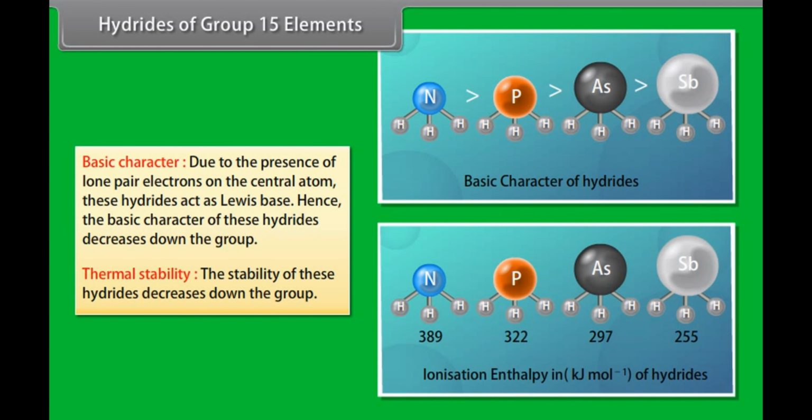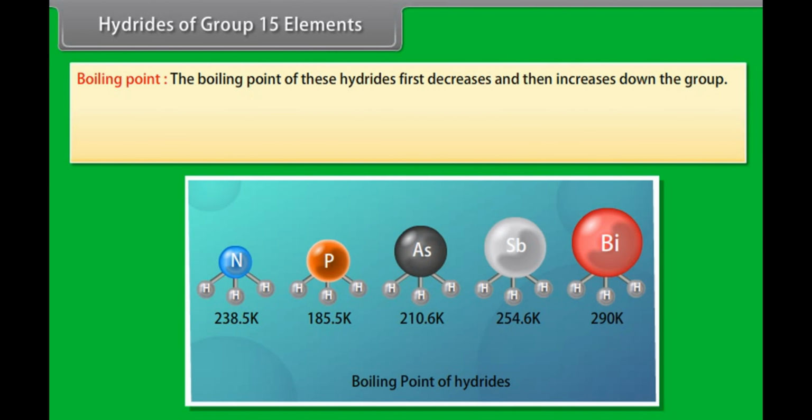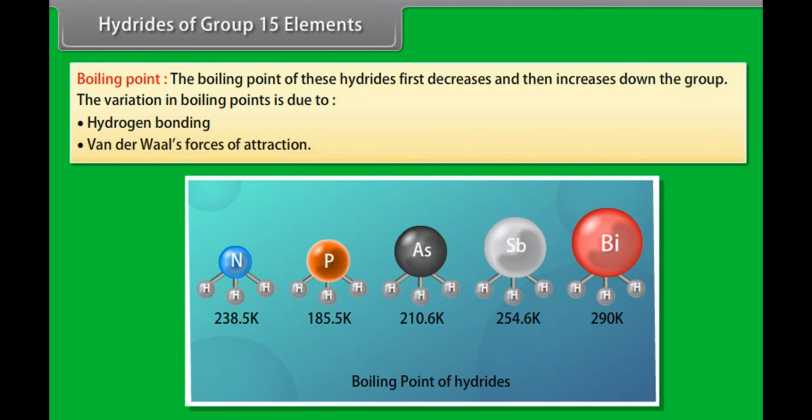Thermal stability. The stability of these hydrides decreases down the group. This can be explained in terms of their bond dissociation enthalpy, which decreases down the group. Boiling point. The boiling point of these hydrides first decreases and then increases down the group. The variation in boiling points is due to hydrogen bonding and van der Waals forces of attraction.